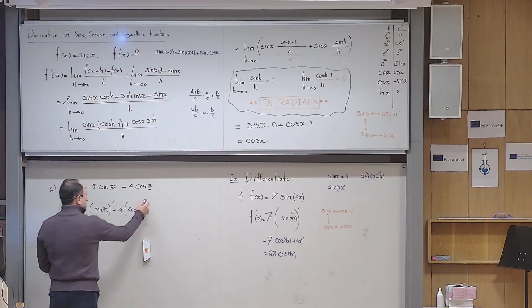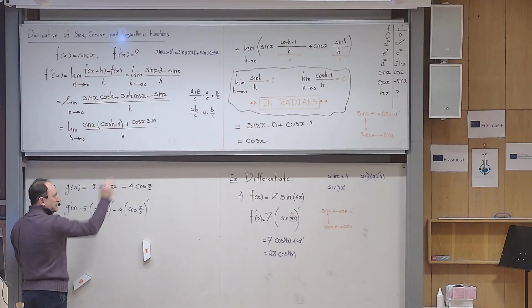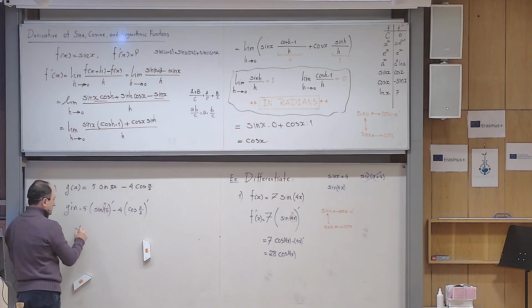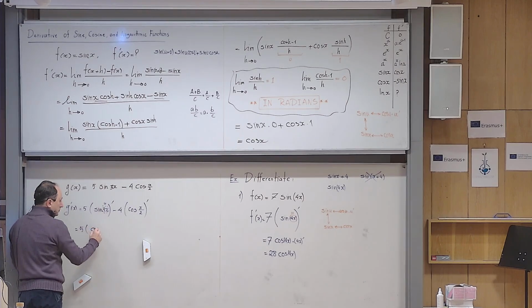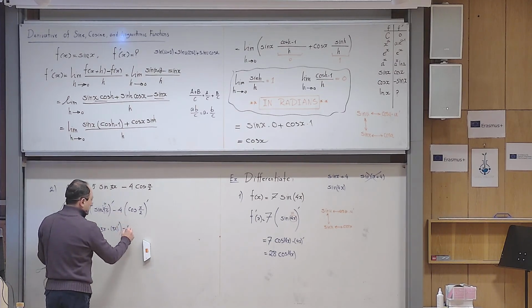Yes? And then what I'm supposed to do, again, the same story. This is not exactly in my table, so I have to take this one u in my head. So the answer becomes 5. The derivative of sine of u is cosine of u, but it is not finished. I have to multiply by the derivative of that. And minus 4, the same story here.